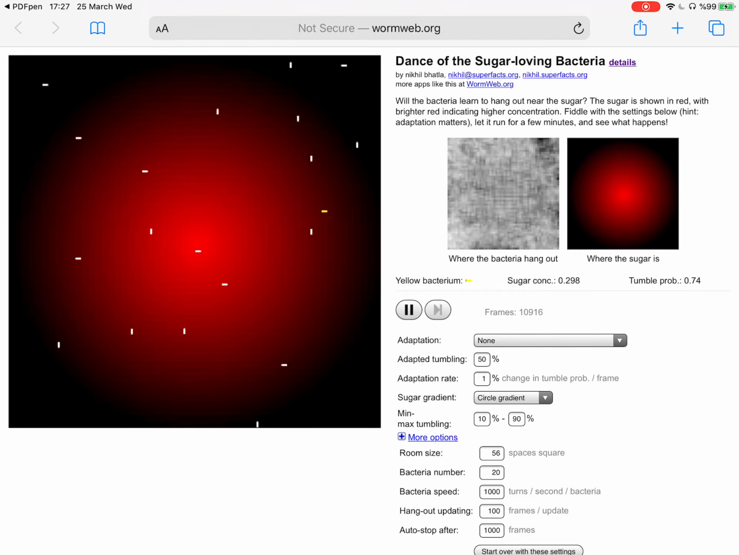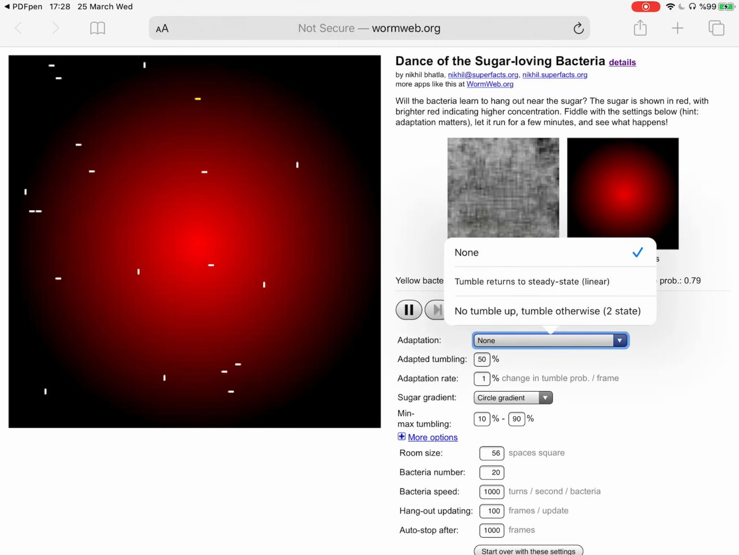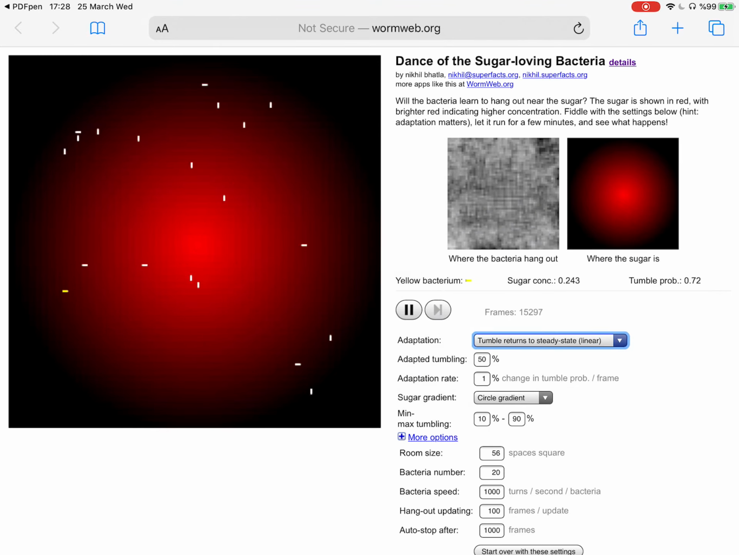So now what I'm going to do is turn on adaptation. So in this case, these bacteria aren't adapting at all. So they're just constantly tumbling at the same frequency, which is set. So 50% tumble, and there's no adaptation. So if we open up adaptation, it says tumble returns to steady state, but it's a linear steady state, so it's a proportional controller, which means there's always going to be an offset, meaning it's the imperfect adaptation we talked about. It will come back to the steady state, but not quite. There'll always be some error, and see how that performs.